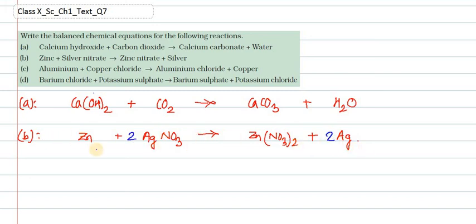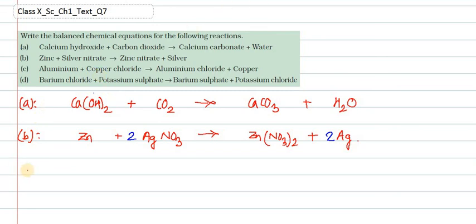Okay, now let's compare left and right hand side. So zinc, one on left hand side, one on right hand side. Then silver, we have 2 silver on the left hand side, we have 2 silver on the right hand side. We have 2 NO3 on the left hand side, and we have 2 NO3 on the right hand side. Therefore this equation is balanced.